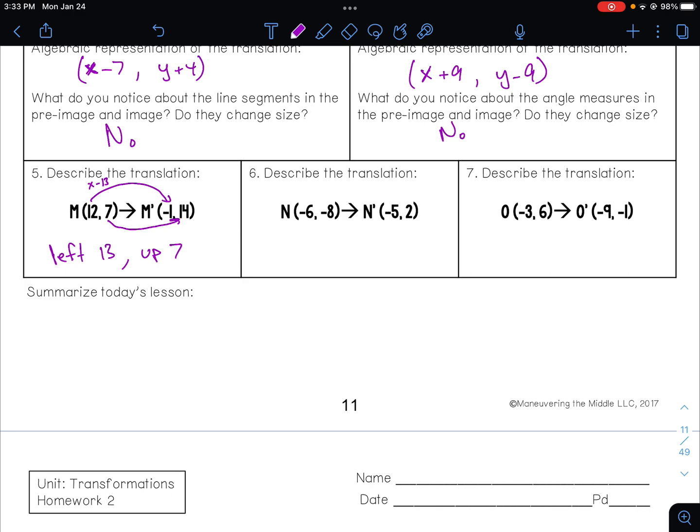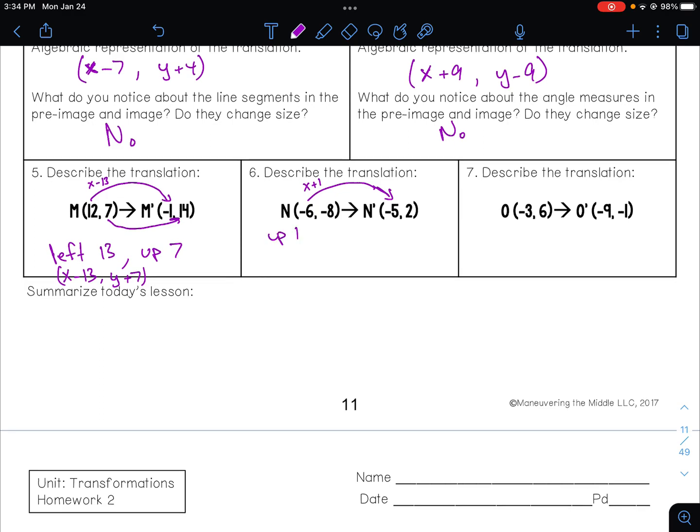Describe this translation. So I could also say x minus 13, comma, y plus 7. That's the other way I could have described it. From negative 6 to negative 5, I'm going up, right? So that's the x, and it's going up by 1. Right 1, or x plus 1.